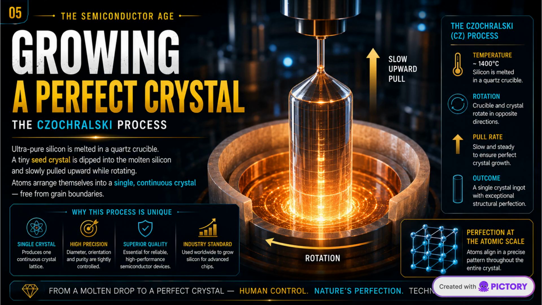Using the Czochralski process, a tiny seed crystal is slowly pulled upward from molten silicon. As it rotates and rises, billions upon billions of atoms arrange themselves into one continuous crystal. This single crystal becomes the foundation for every chip that follows.